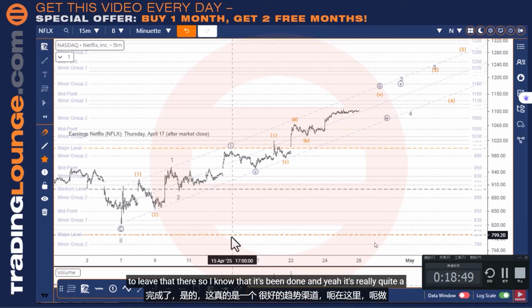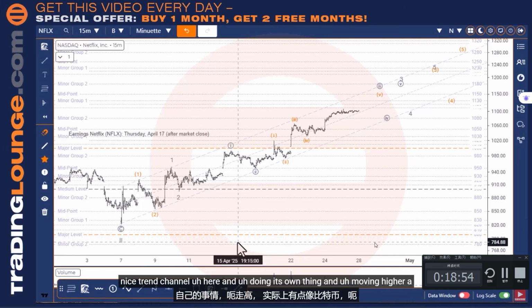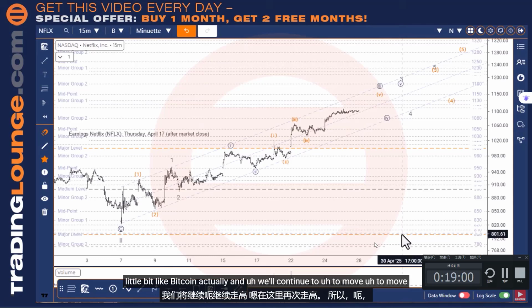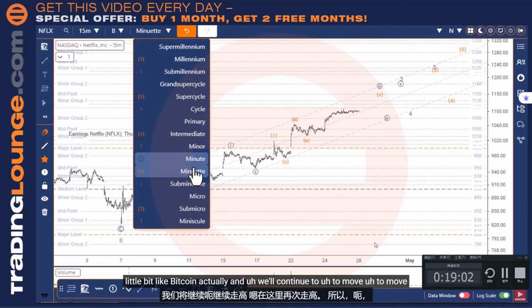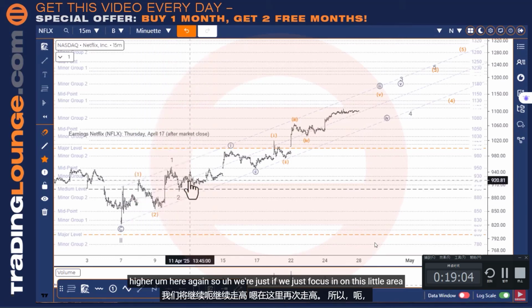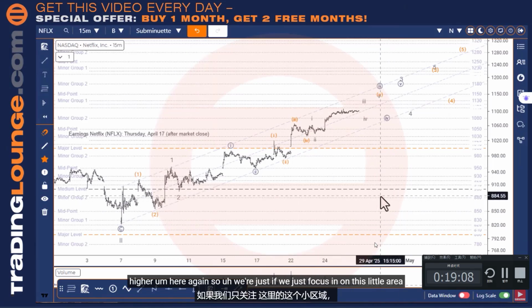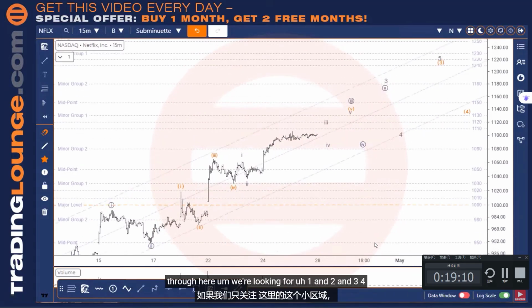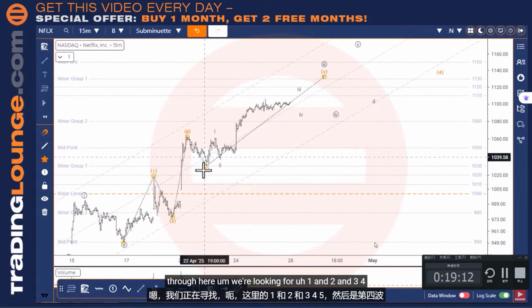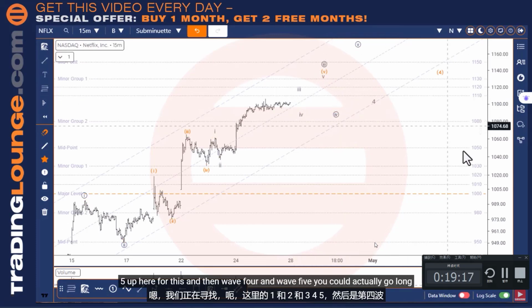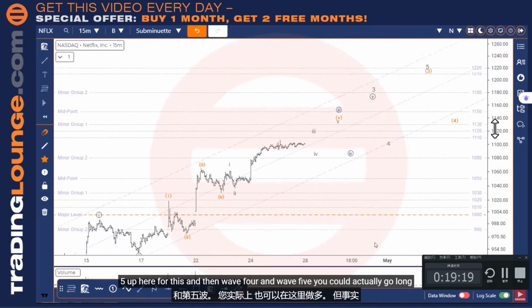And yeah, it's really quite a nice trend channel here, doing its own thing and moving higher, a little bit like Bitcoin actually, and will continue to move higher here again. So if we just focus in on this little area through here, we're looking for 1, 2, 3, 4, 5 up here for this, and then wave 4 and wave 5. You could actually go long here as well.